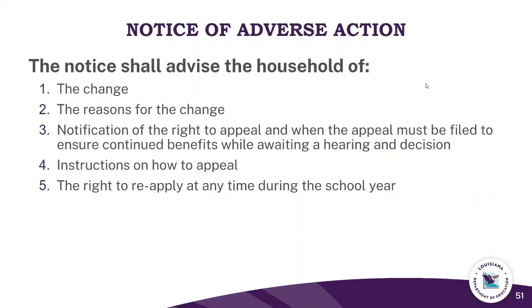When a notice of adverse action is issued, the notice shall advise the household of: 1, the change; 2, the reasons for the change; 3, notification of the right to appeal and when the appeal must be filed to ensure continued benefits while awaiting a hearing and decision; 4, instructions on how to appeal; 5, the right to reapply at any time during the school year.